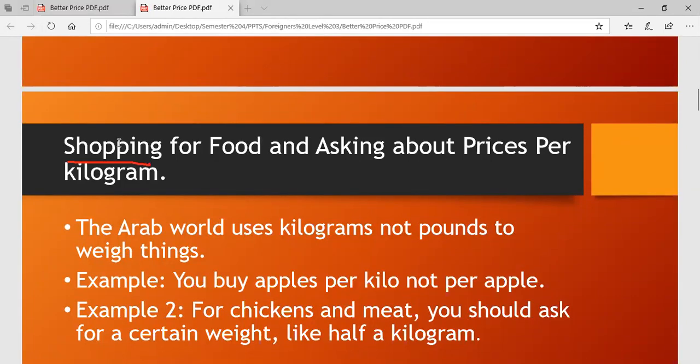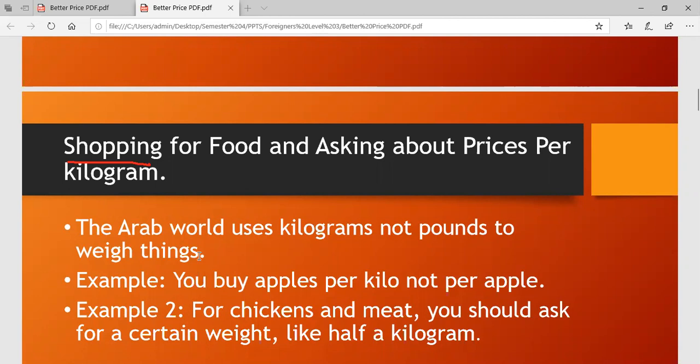Yani, if you want to shop for food, for anything in the market, you're going to shop it per kilogram, not per pounds. Yani, to weigh things in the Arab world, you use the kilograms, not the pounds, okay? So, you buy apples per kilo, not per apple. Callum bought apples. He didn't buy them per apple. He bought them per kilo. For example, he told the vendor, I want 2 kilograms of apples. I don't want 2 pounds of apples. Did you get it? That's why I told you, if you want to shop for things, you shop per kilogram.